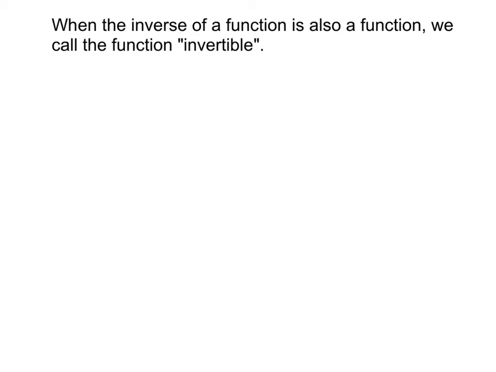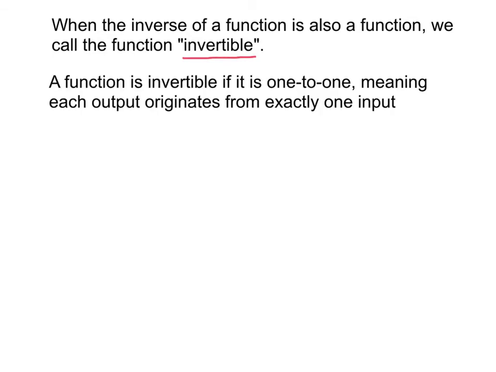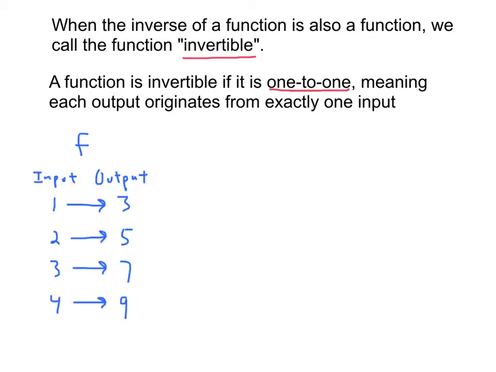Now, when we take the inverse of a function, if we get another function, then the function's called invertible. And not all functions are invertible, because sometimes when you take the inverse of a function, you get something that's not a function anymore, meaning you end up with something that has the same input getting sent to two different outputs, which wouldn't be a function. Now, a function is invertible if it's something that's called one-to-one, which means that each output originates from exactly one input. So to illustrate this, let's look at this function f that I've given here.